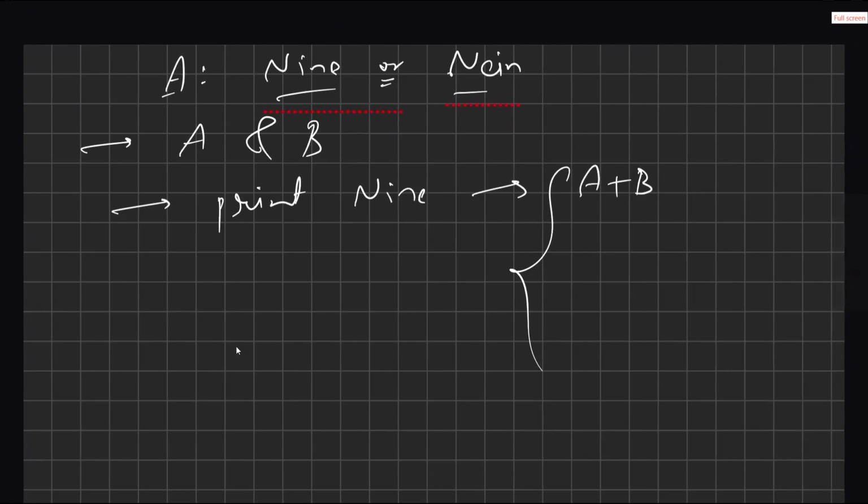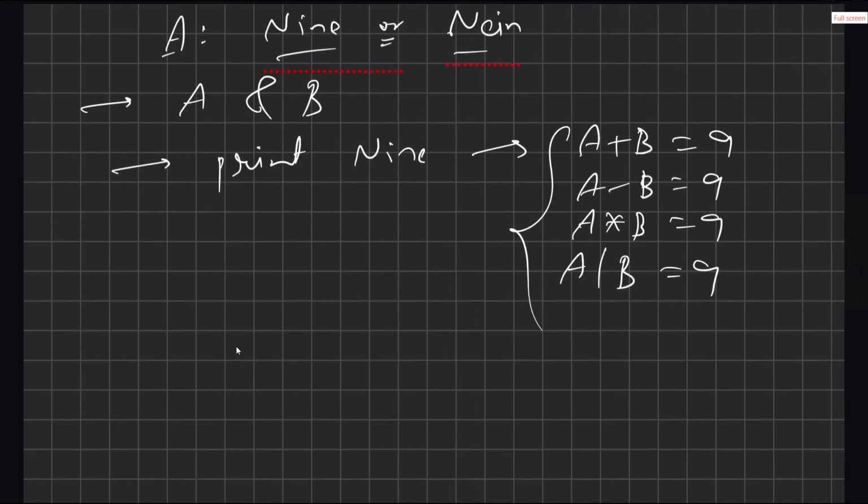So what are the operations? If a plus b equals 9, or a minus b equals 9, or a into b equals 9, or a divided by b equals 9. In this, the main thing is division, you'll have to take care.